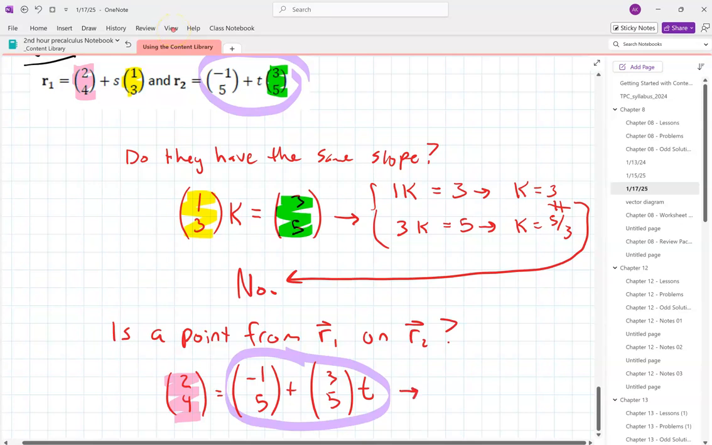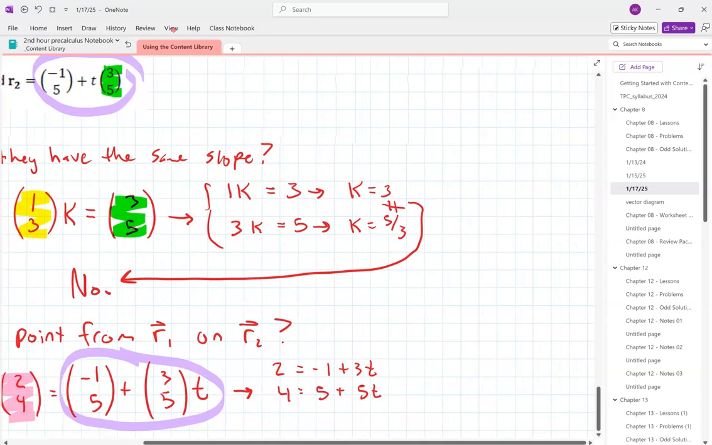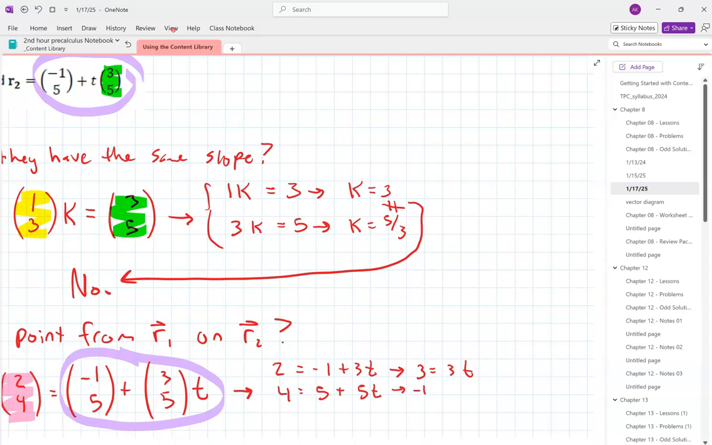Trying real hard to color code this. So what this equation is saying then, 2 has to equal -1 plus 3t. And 4 has to equal 5 plus 5t. Is everybody okay with how I wrote those? I'm now just going to solve each equation for t separately and see if they have the same t. Is that okay? So the first equation, I'm going to add the 1 over. And the second equation, I'm going to subtract the 5 over. So there I have t equals 1.